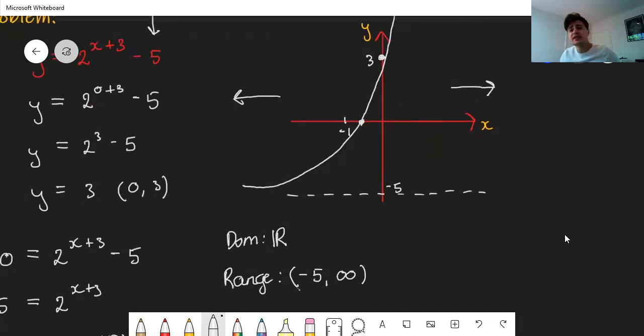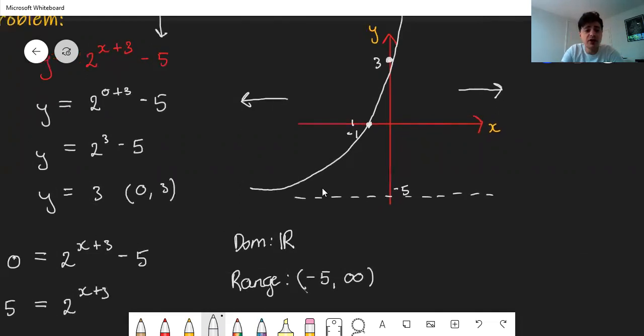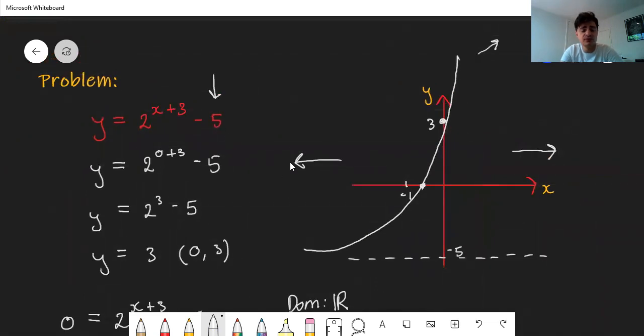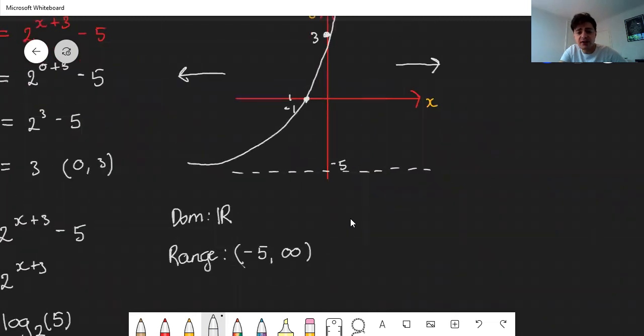One final thing is we should state the transformations as well. So how is this graph changed? If I go back to the original function here, the transformations are, of course, the -5 and the +3. This 2 is not a transformation. This 2 is the base number. That's built into the function already. So there's +3 and -5. The -5, we can say that the function has moved down by 5 units.